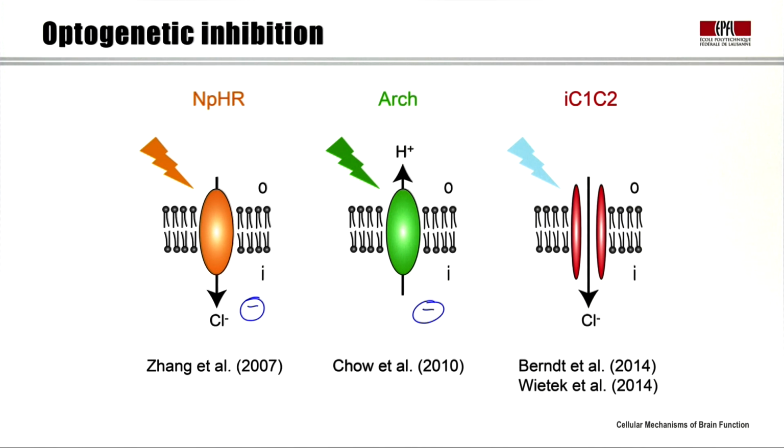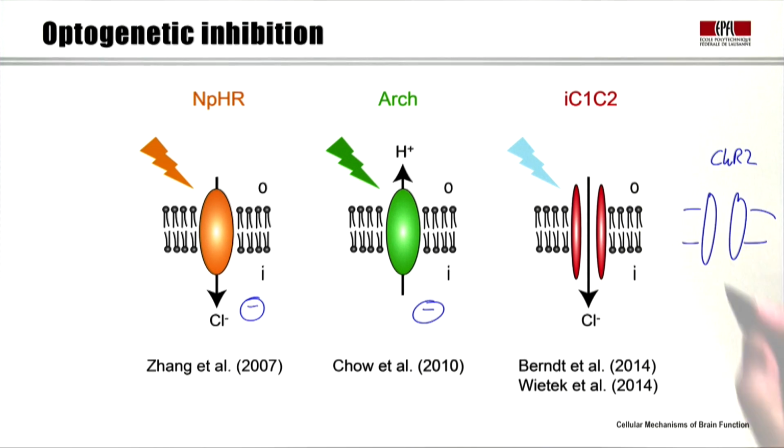the channelrhodopsin ion channel. The normal channelrhodopsin 2 ion channel has some negative glutamate residues sitting here along the pore-forming region, and that's then presumably the reason that it's a cation-selective channel. The cations like to interact with the negative charges.